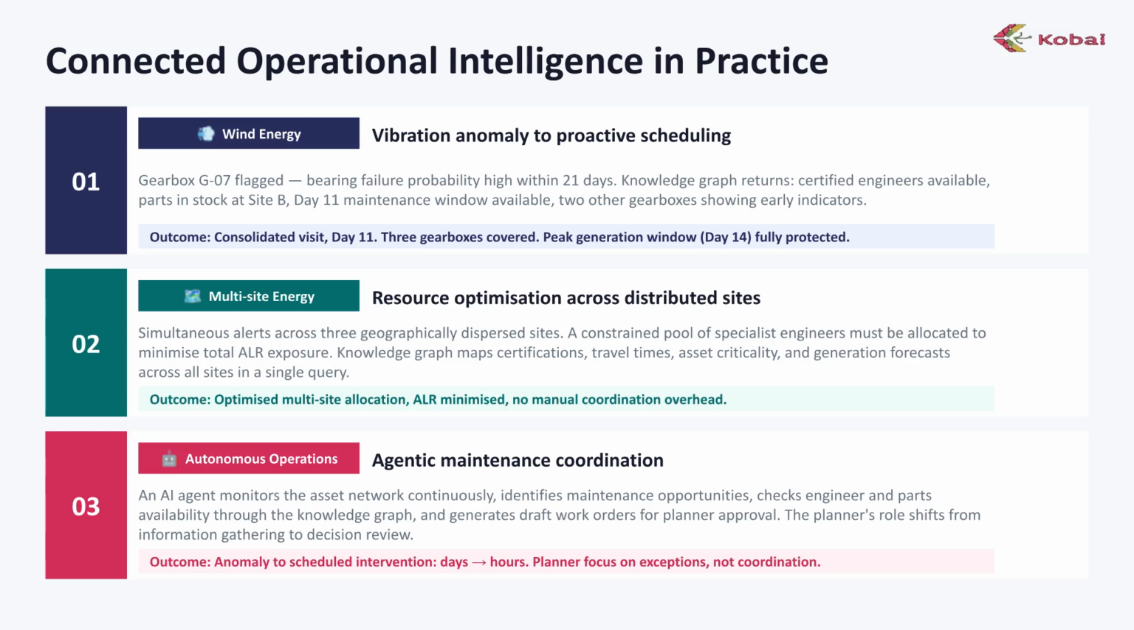In practice, connected operational intelligence enables proactive scheduling from a vibration anomaly. It optimizes resources across distributed sites to minimize ALR. Ultimately, it allows for agentic maintenance coordination, shifting planners' focus to exceptions.